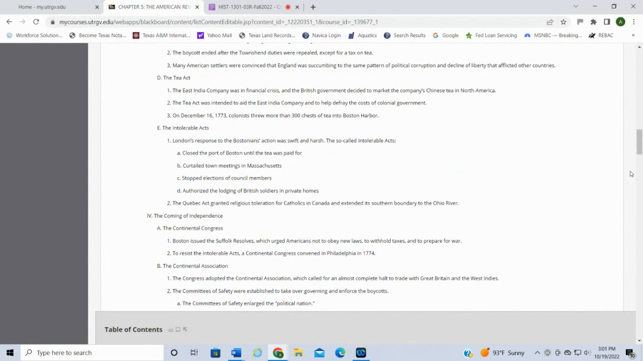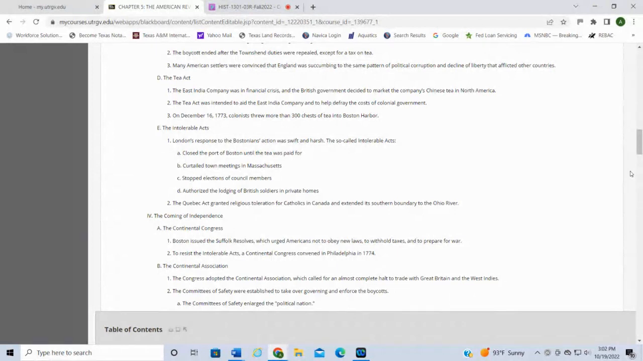So they were in financial crisis, and the British government decided to market the company's Chinese tea in North America, because there had been some stock issues, speculation that had caused some instability when it came to the stocks. And so now the East India Trade Company was basically creating a de facto monopoly in North America by dumping really cheap imported Chinese tea there. It got to the point where nobody else could sell any other tea because this tea was just so cheap. So it did create some economic issues here.